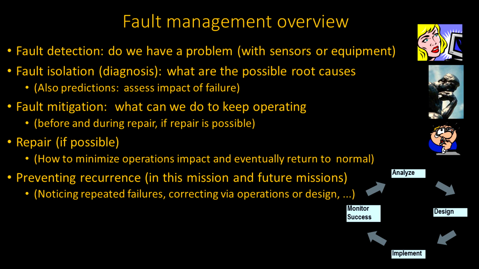Another part of this usually is including the impact of failure, that is, assessing or predicting what this failure will lead to, because that helps you prioritize what you have to do if you have more than one fault. Next, you get into fault mitigation. Fault mitigation means do what we have to keep on operating. That could include before any repairs can be done, or even during the repairs, if repair is even possible.